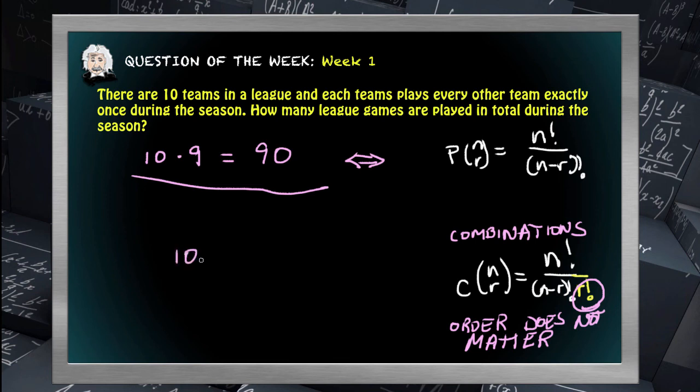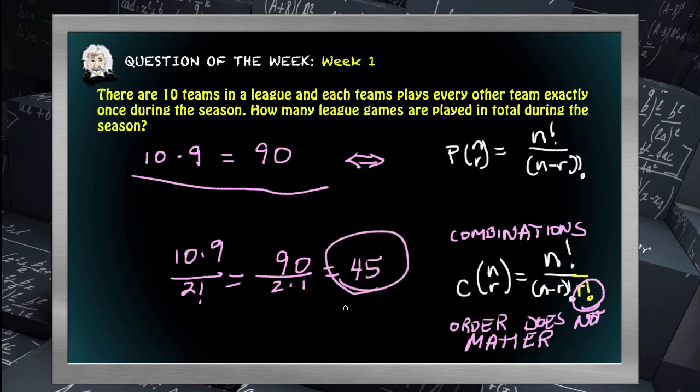So our result becomes 10 times 9 divided by 2 factorial, which equals 2 times 1. 10 times 9 is 90. So that's just 2 as well in the denominator. So 90 divided by 2 is 45. And that is our correct answer. So essentially, you could look at this question as asking, how many ways can I create pairs or select 2 teams out of 10 unlike teams? And the answer in this case is 45.